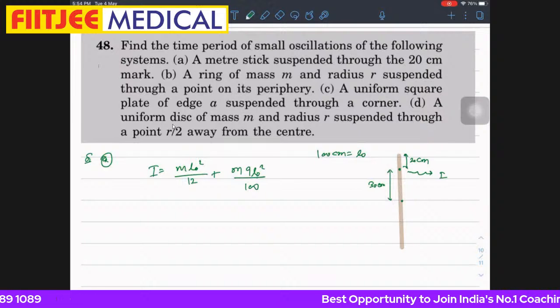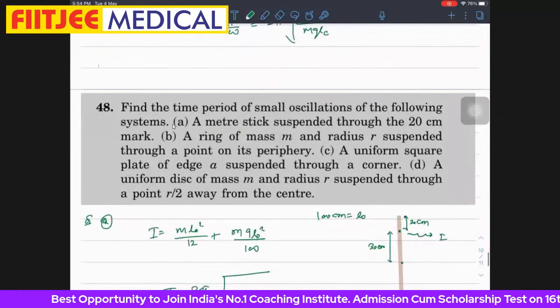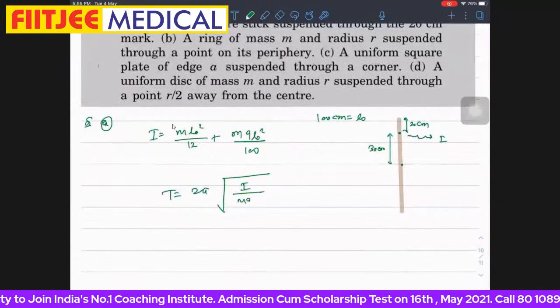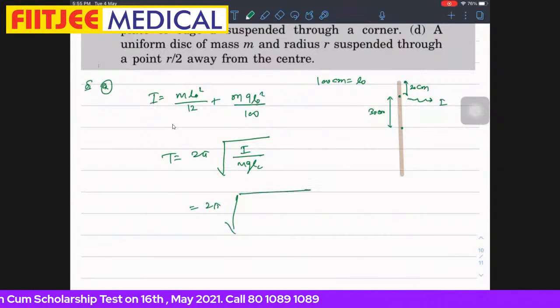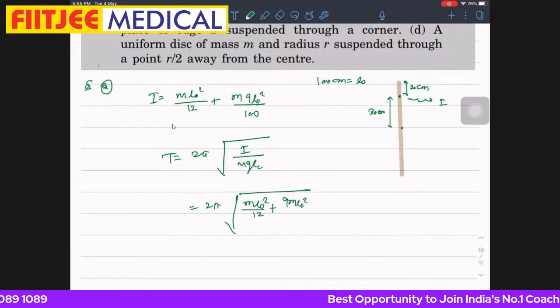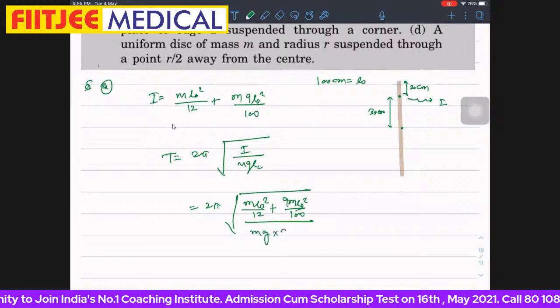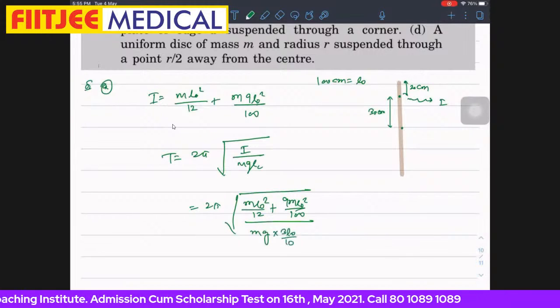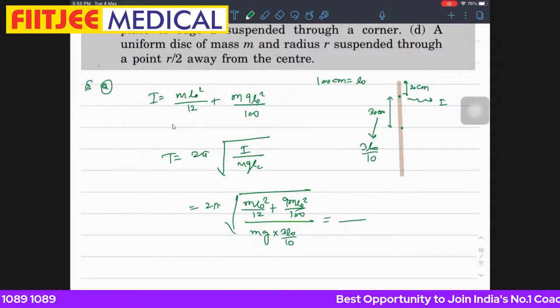To calculate the time period, T is 2 pi root under I by m g l c. So 2 pi root under m L naught square by 12 plus 9 m L naught square by 100, divided by m into g, and l c will become 3 L naught by 10, this distance of 30 centimeter. If you simplify this, whatever we get will be our answer.